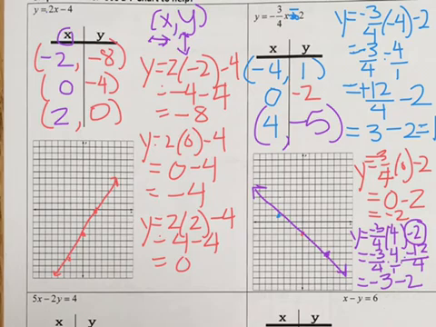Please remember, if you have a fraction in your equation, to plug in numbers that are multiples of the denominator. So if you have a denominator of 3, then you can choose negative 3 and positive 3. You can choose 6, negative 6. It will make sure that you won't have a fraction as your answer.